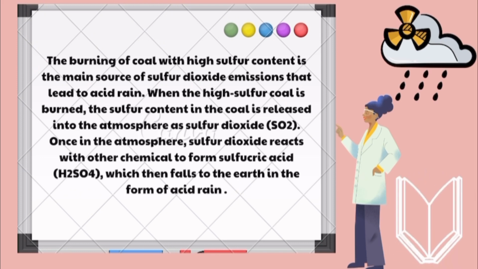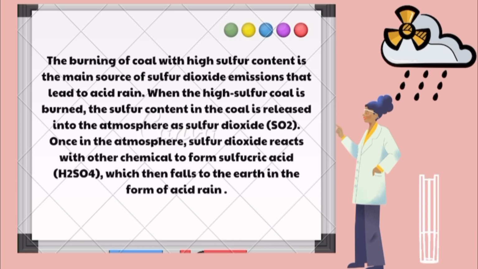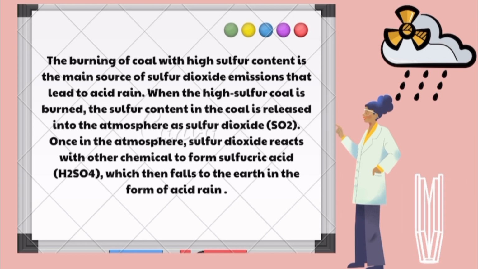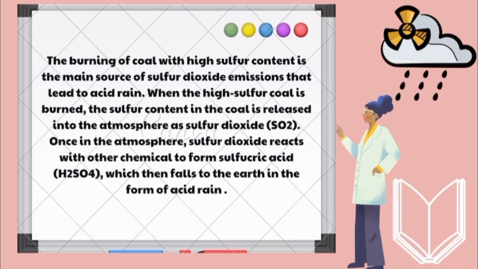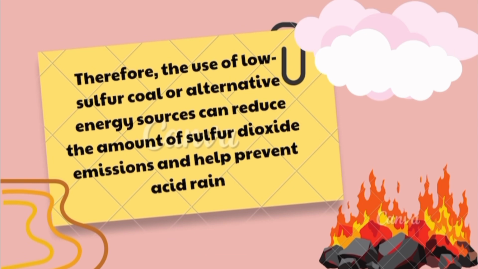acid rain. When the high sulfur coal is burned, the sulfur content in the coal is released into the atmosphere as sulfur dioxide. Once in the atmosphere, sulfur dioxide reacts with other chemicals to form sulfuric acid, which then falls to the earth in the form of acid rain. Therefore, the use of low sulfur coal or alternative energy source can reduce the amount of sulfur dioxide emission and help prevent acid rain.